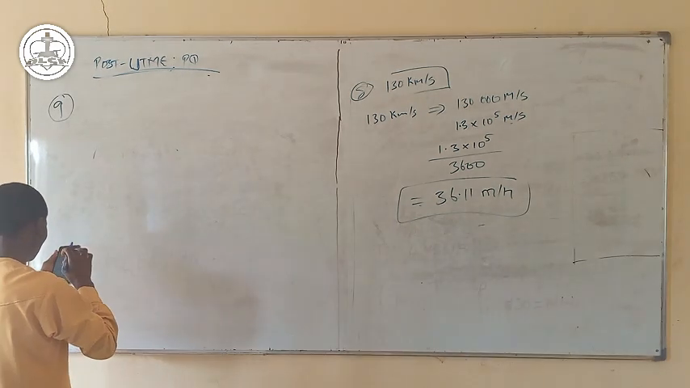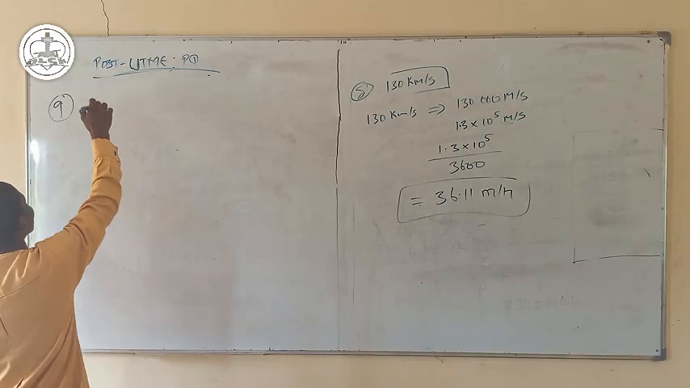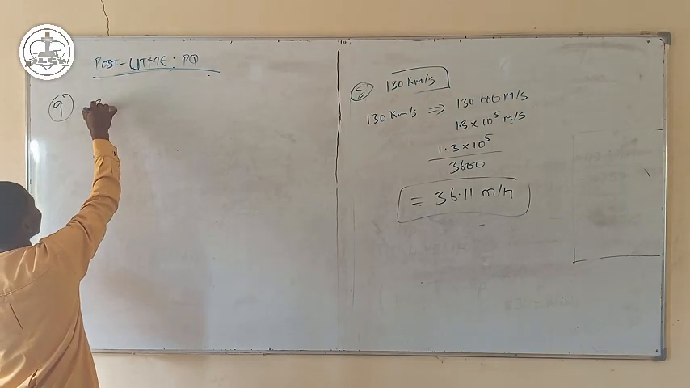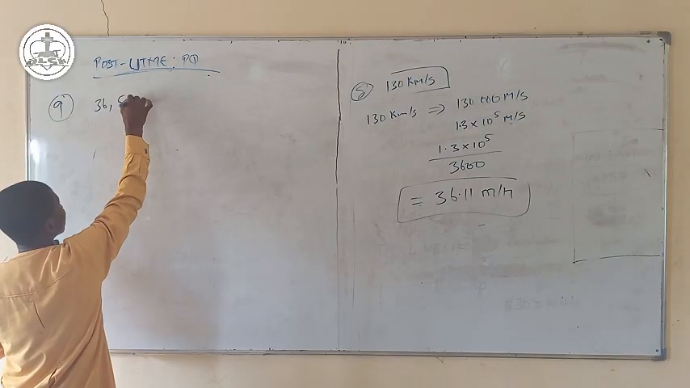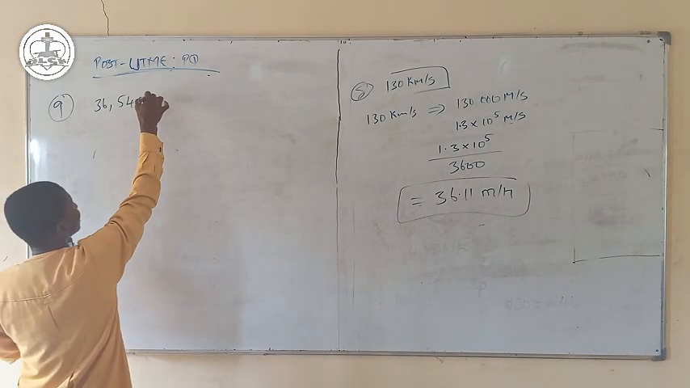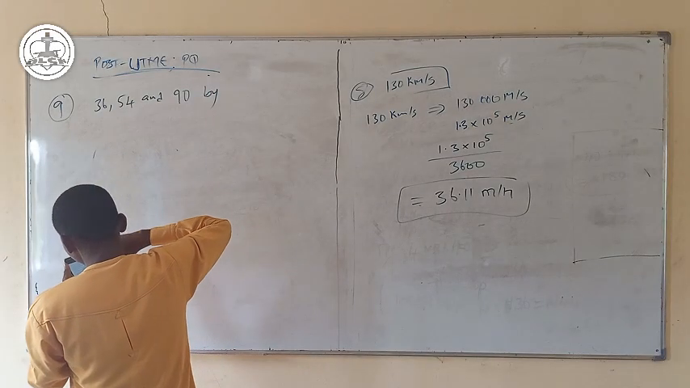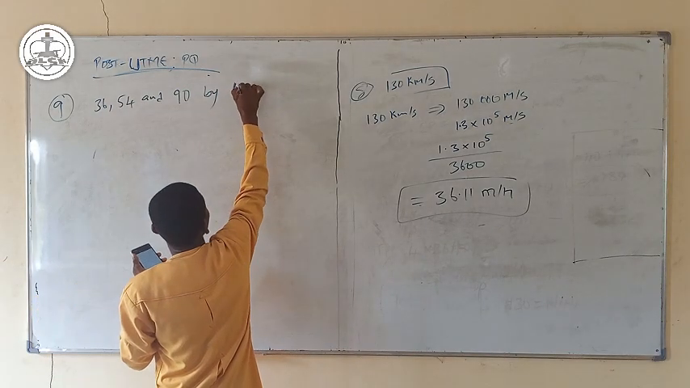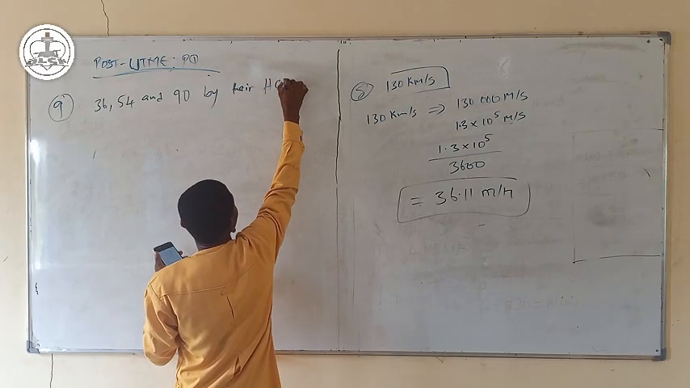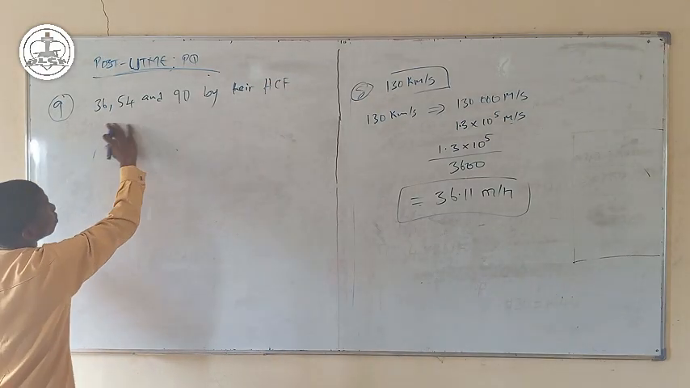Our next question, we have it that divide the LCM of 36, 54, and 90 by what? By their HCF. Right? So, what is the LCM of this? Is what we should get.